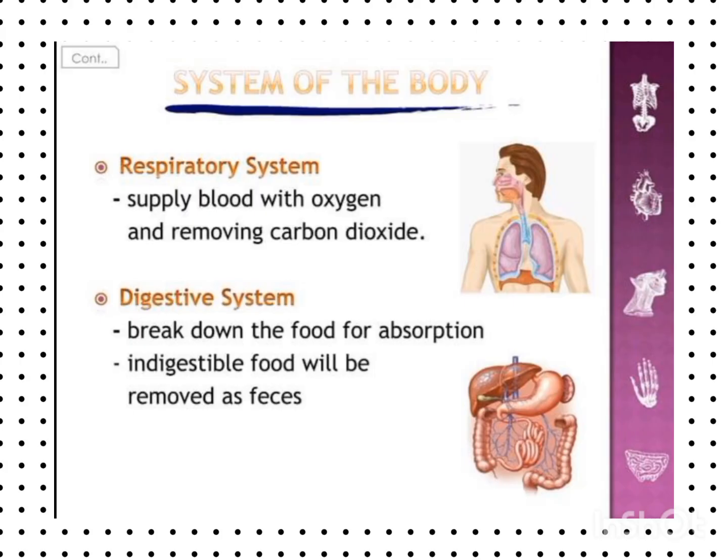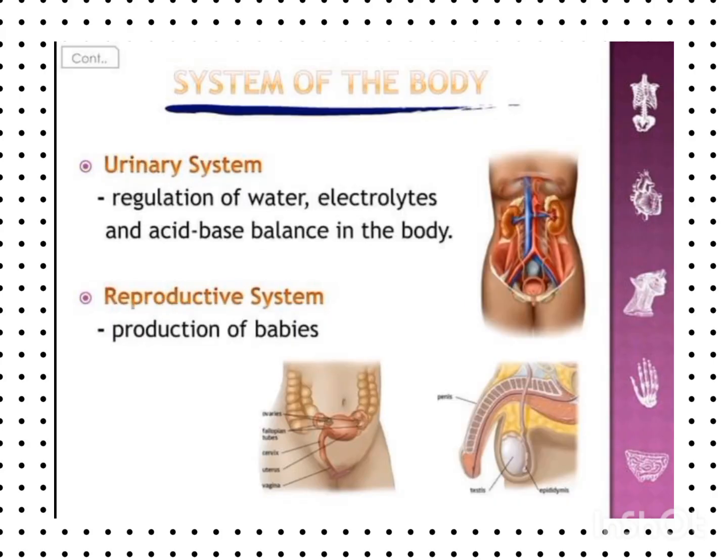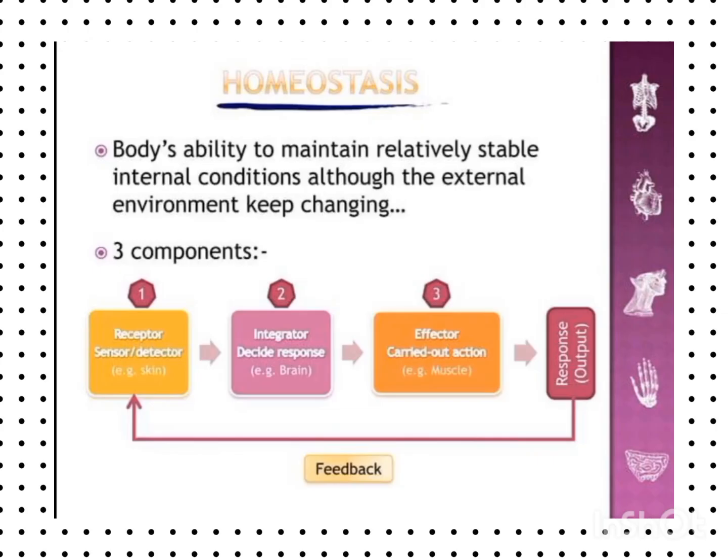The receptors are the sensory receptors, which can be found in the skin and integumentary organs. The integrator is like the control center, where you have the brain deciding the response. The effector carries out the action, where we find the muscles, and then finally there is a response, which is the output, and then feedback is generated. So we have two kinds of homeostasis. We have the negative feedback mechanism.